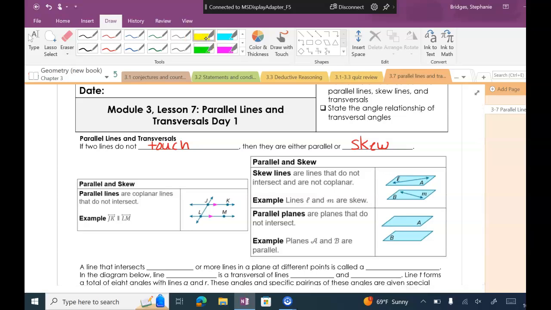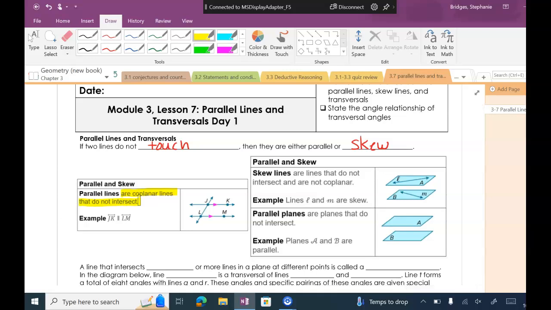So if you look at this, right here. Parallel lines are coplanar lines that do not intersect. Okay, that's what they look like. They're in the same plane. That plane being this flat surface here.